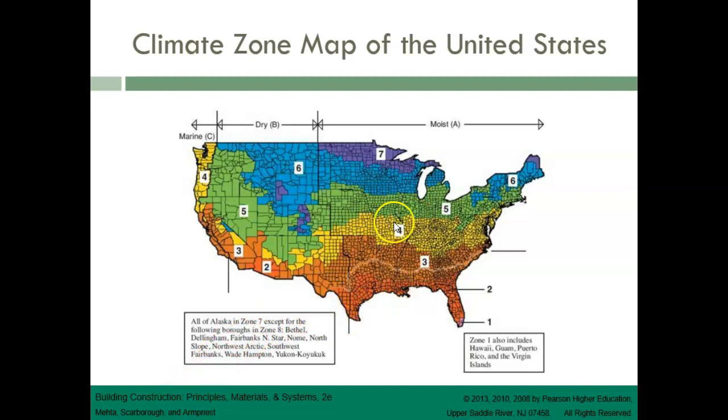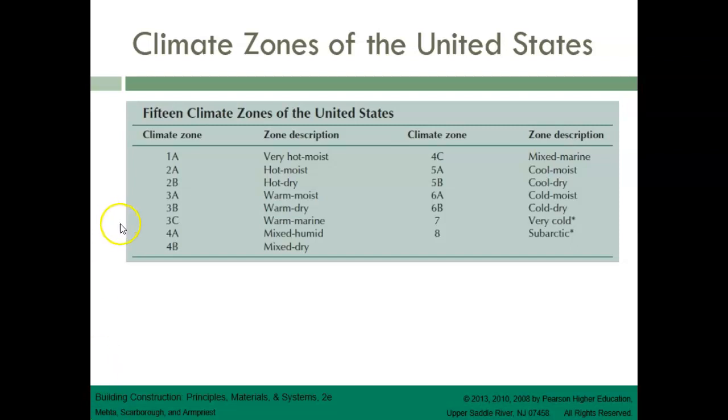And Zone 4, if you look at this, it continues from the East Coast all the way through the Southwest, and then it pieces up to the Seattle area. And actually, this part of Zone 4 is a marine Zone 4, which is a little bit different. So we'll take a look at that in a few minutes. So back to Zone 4, it looks like there are 3 different areas of Zone 4. I've got a 4A, which is mixed humid, 4B, which is mixed dry, and 4C, which is mixed marine.